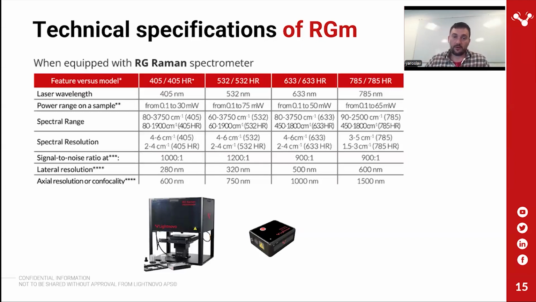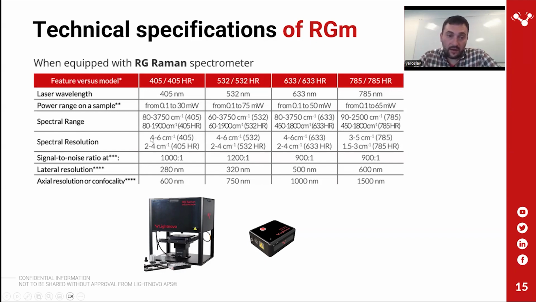So the RG microscope equipped with the RG Raman spectrometer. Here we have a broader choice of wavelengths, so it can be 532 and 785, the two classical wavelengths from spectroscopy as well. In addition, we have 405 nanometers and 633 nanometers, with the power range in the sample well tunable from 0.1 milliwatts up to 75 milliwatts, but depending on the laser wavelength, the maximal limit is different. The spectral range, compared to the mini Raman system, is also broader. You can start at lower wave numbers.